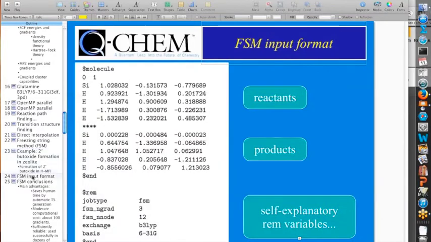Let's see. So for input, there are two structures, right? There's a reactant and a product, and the job is FSM. This is a little glimpse at Q-Chem's sophisticated text input, but nonetheless it just gives you the general idea. There are actually two sets of molecules in that input.